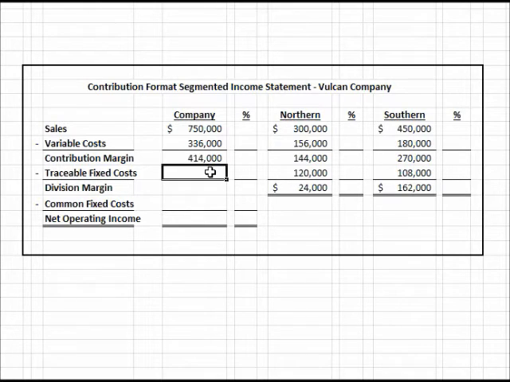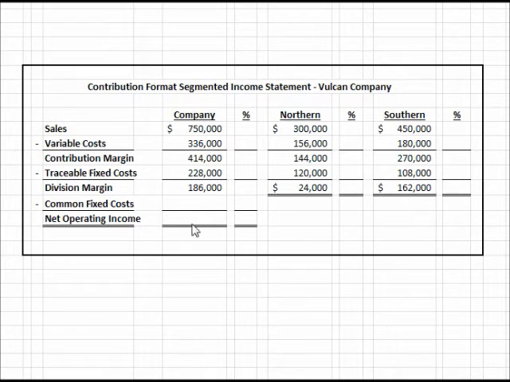Total traceable fixed costs are going to be what? It's going to be 120 plus 108. It's going to be 228, which would give us a total division margin, the different margins of the divisions added together, of 186,000.